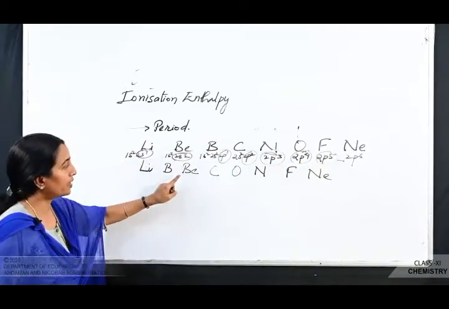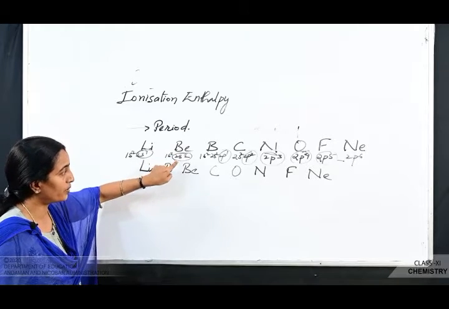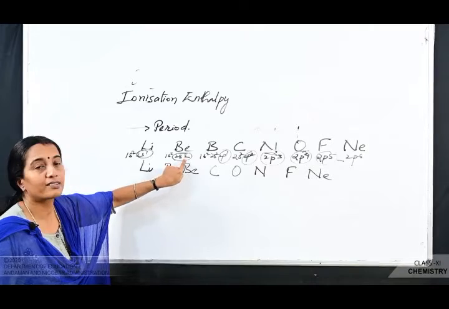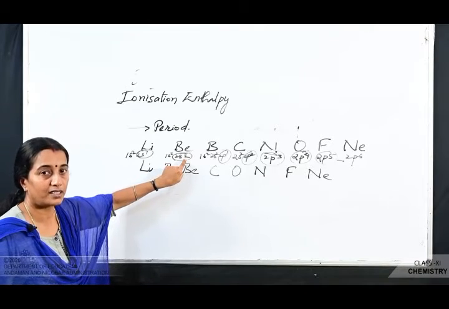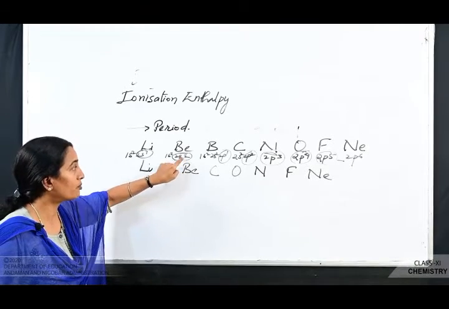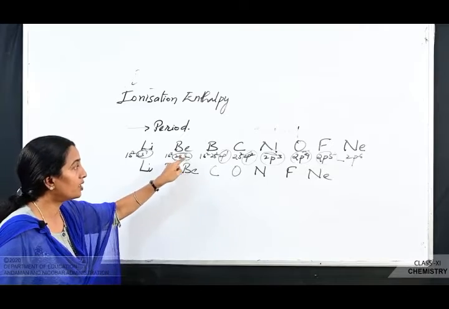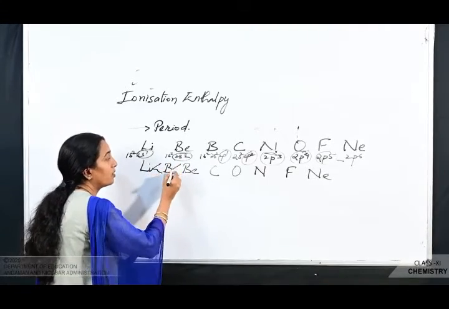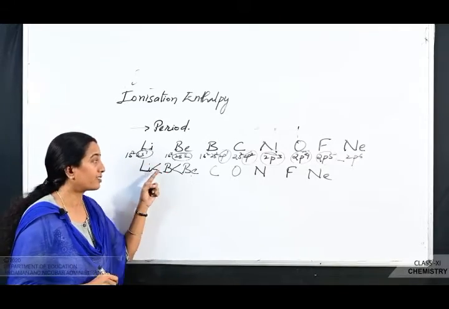Okay. Here, why is the ionization enthalpy of beryllium more than that of boron? The reason is that here the s subshell is completed. The s subshell can accommodate 2 electrons, so here the maximum 2 electrons are there. To remove an electron means more energy is required. So its ionization enthalpy is more than that of boron.